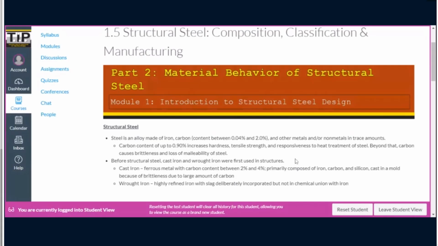In the previous meeting, we discussed part 1 of module 1, which is about the structural design process, the design philosophies, and the relevant code provisions. So there we have discussed what are the reasons why we use structural steel for structures.